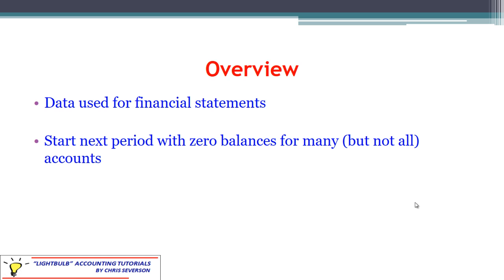So the whole goal of the accounting cycle is to get us data to use for financial statements so we have accurate information. Many of the accounts will start the next period with zero balances. Revenues and expenses, we want to know what we earned and incurred that period, regardless of what may have happened in prior periods. There are some accounts that do stay open, however.